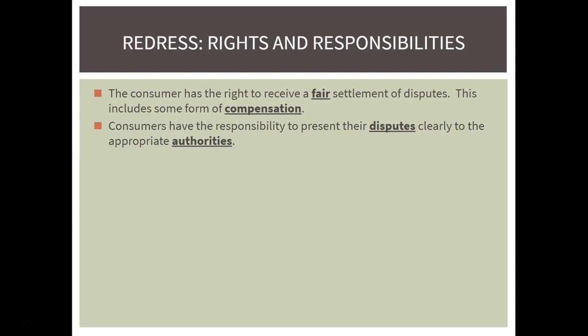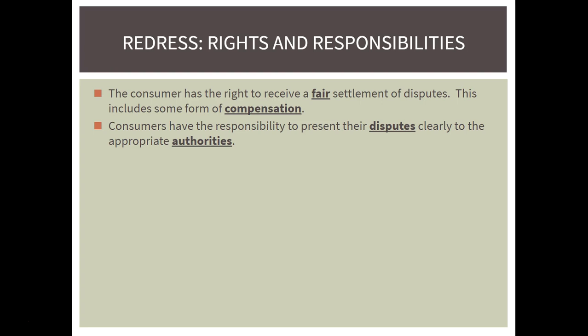Redress. Now this is one that you all probably are not familiar with, or not familiar with the most, excuse me. But you'll understand what it is. So the consumer has the right to receive a fair settlement of disputes. This includes some form of compensation. So that is what redress means, like being compensated when there's been some type of issue. The responsibility to present their disputes clearly to the appropriate authorities is the responsibility that consumers have.